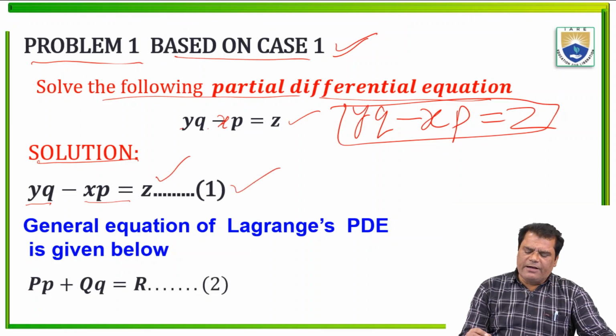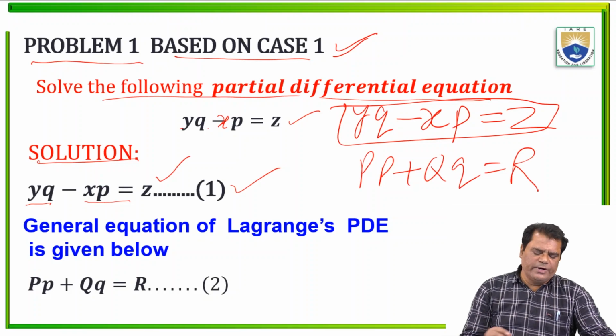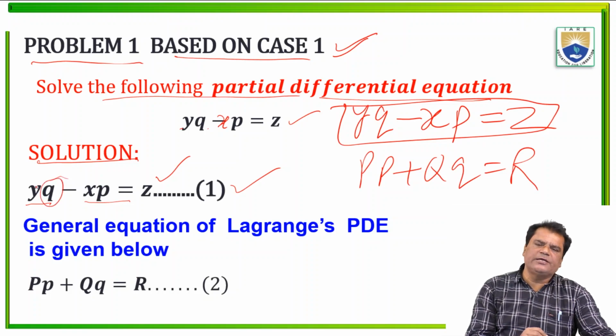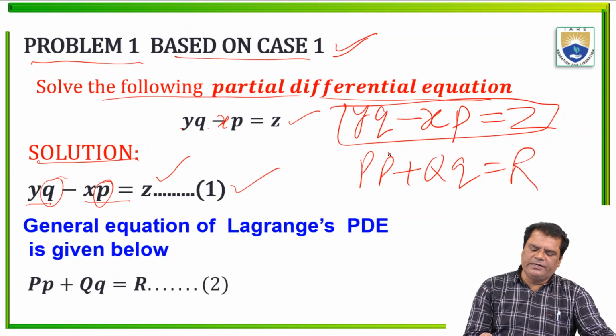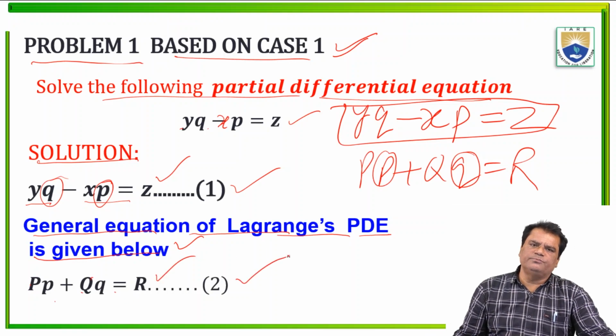But our equation is P p plus Q q equal to R, but in our question it is first small q, then small p. In the question small p is first and q is last. So the general equation of the Lagrange partial differential equation is given as below: capital P into small p plus capital Q into small q equal to R. This is equation 2.